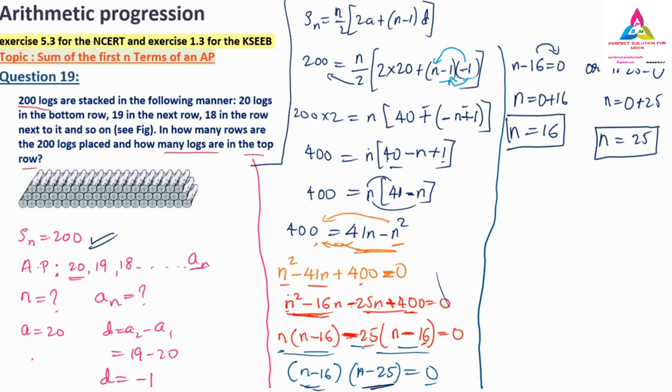Here we have to do only one calculation. They have told you to find an also. So we have found the n value, yes. We have to find an, which means how many logs are there in the top row. That also we have to find. So let us solve that one, an, by using both n values. First we will find an using n equals 16. Second we will find an using n equals 25.